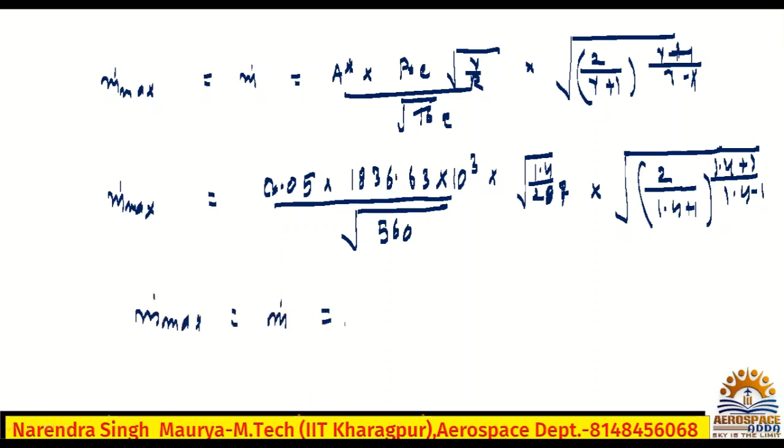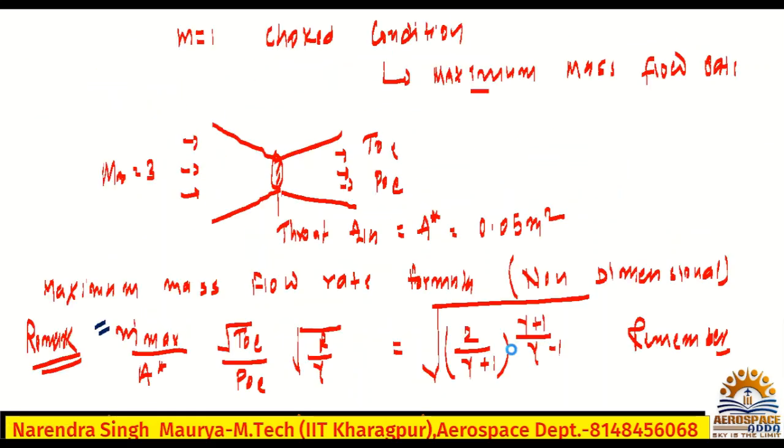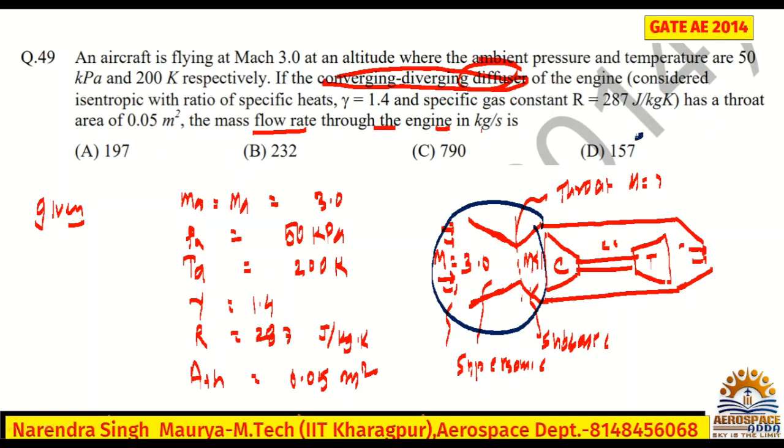Or m dot. Let me use the calculator. 2 upon gamma plus 1, root, 2 upon 1.4 plus 1 to the whole power 1.4 plus 1 divided by 1.4 minus 1, root, into 1.4 divided by 287, root, into P naught E 1836.63 into 0.05 divided by root of T naught, which is 560. Okay. So I am getting here 156.84 kg per second. Check. 156. Here, this is your answer.